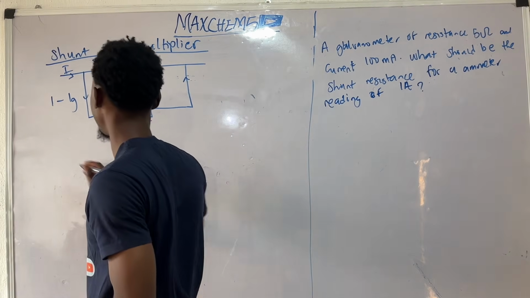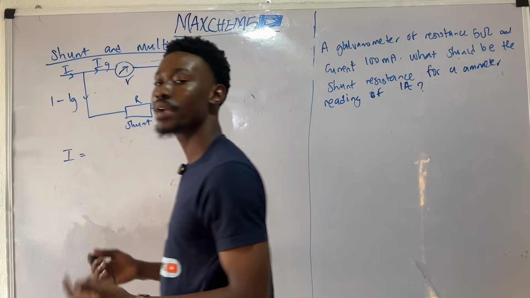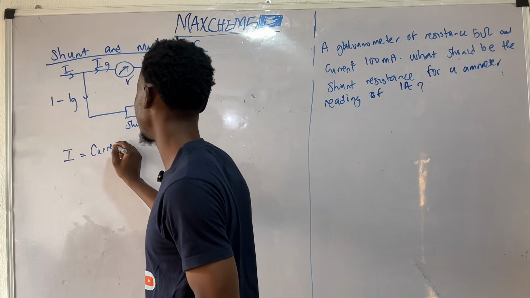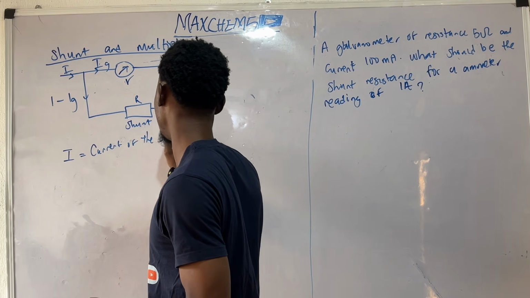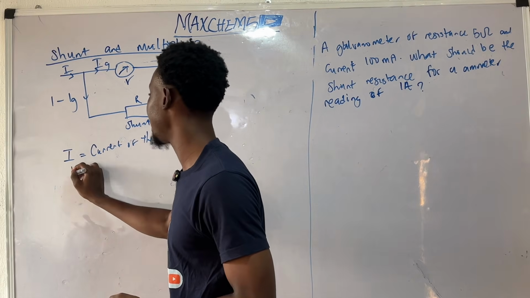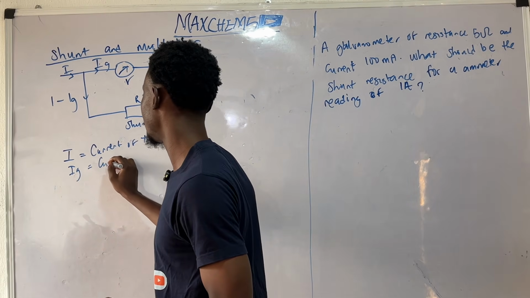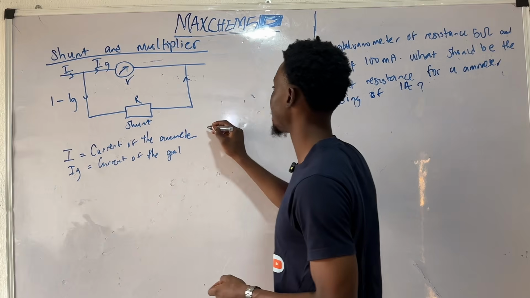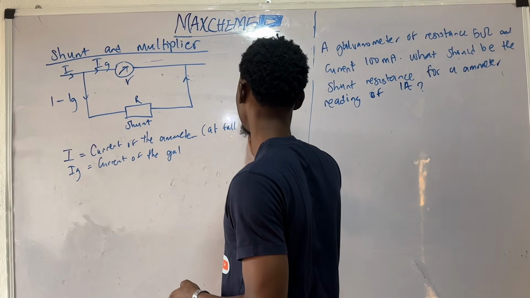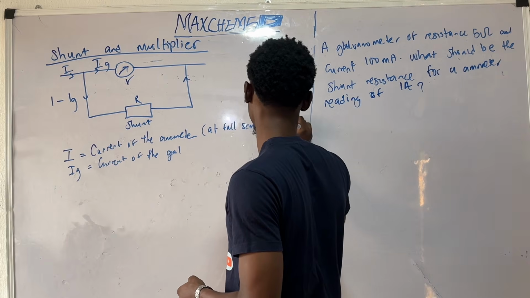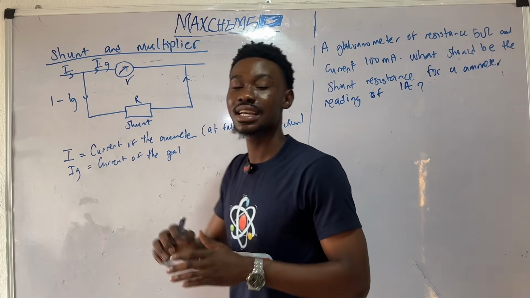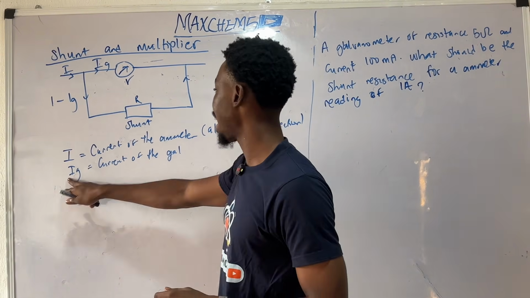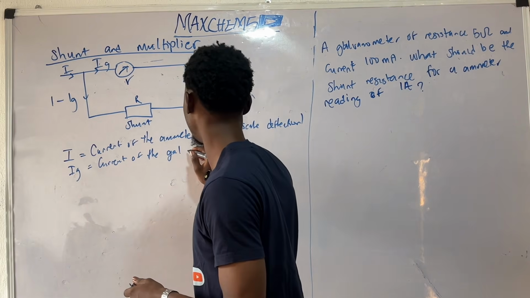So the parameters we have here: I is simply the current of the ammeter now from the converted galvanometer. So you can call I the current of the ammeter. And IG is the current of the ammeter at full scale deflection. At full scale deflection means in complete form where the scale is being deflected. So IG is the current of the galvanometer.